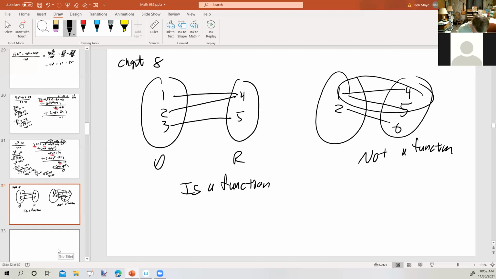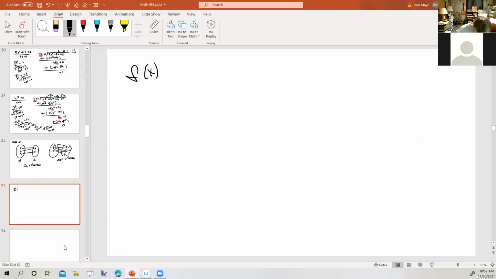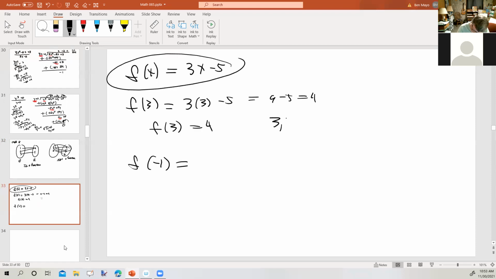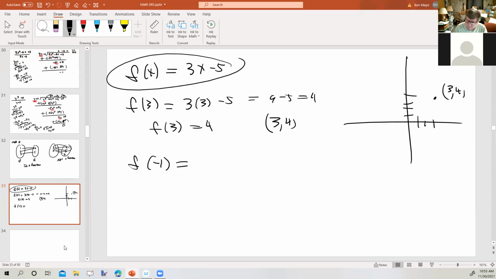All right, we have function notation. Let's say we have something like this. f of x equals 3x minus 5. And we're asked to find f of 3 and f of negative 1. So basically, we're completing an ordered pair. We're given the input, and we're going to find the output. So f of 3 is 3 times 3 minus 5, 9 minus 5 or 4. So f of 3 equals 4 for this function, which is basically the same thing as the ordered pair 3, 4, which would be the point 3, 4 on a graph.